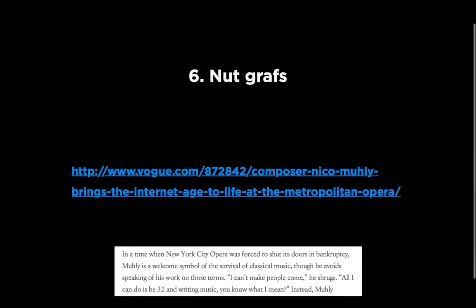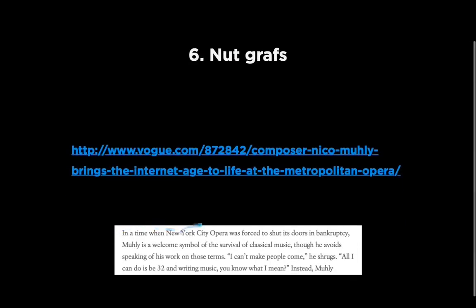But then we get this nut graph. In a time when the New York City Opera was forced to shut its doors in bankruptcy, Muhly is a welcome symbol of the survival of classical music, though he avoids speaking of his work on those terms. "I can't make people come," he shrugs. "All I can do is be 32 and writing music. You know what I mean?" So this is a nut graph that's just part of a graph, but still it works. It explains that maybe he is the great hope of classical music in New York City. So it works pretty well.